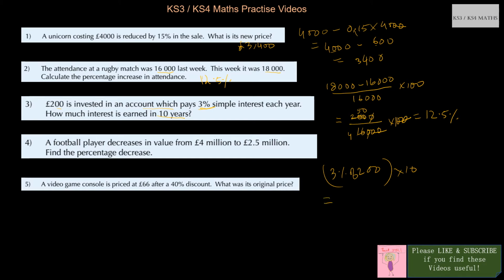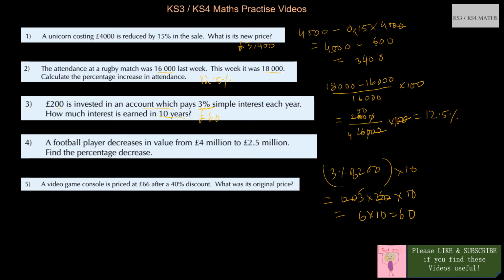So that would be 0.03, that's 3%, multiplied by 200 times 10. So that equals 3 times 2 is 6, and the zeros go, times 10 is 60. So the interest earned is £60.